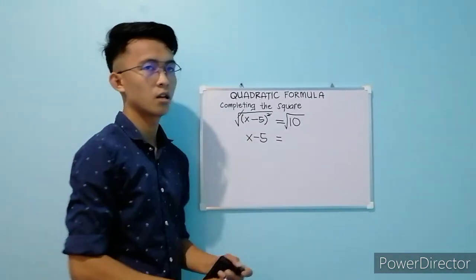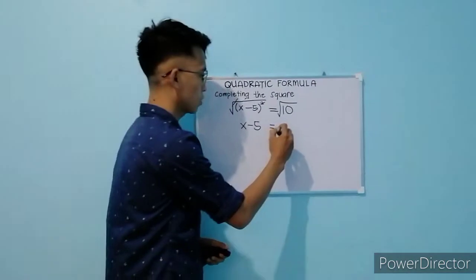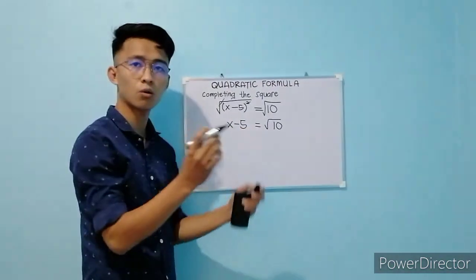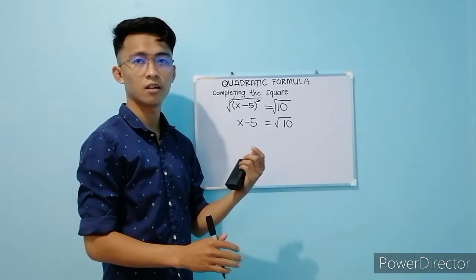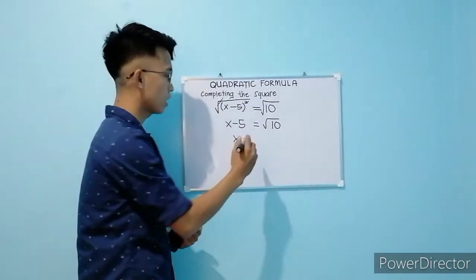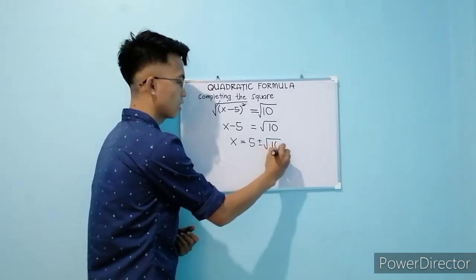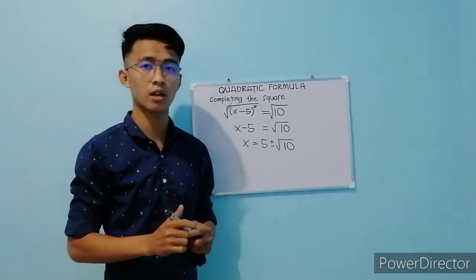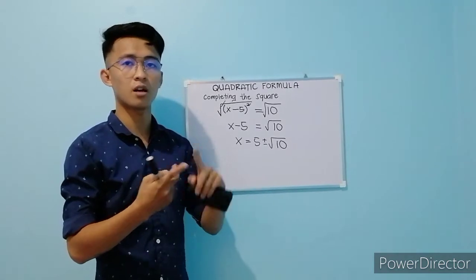How about on the right side? Is 10 a perfect square? Of course not. So we just copy the square root of 10. To remove the constant term, we will now combine like terms, constant to constant, and those with a variable on the other side. So x equals, using the addition property of equality, the negative 5 becomes positive 5, plus or minus the square root of 10. Remember that when we are dealing with a square root, there are always two signs, positive and negative.